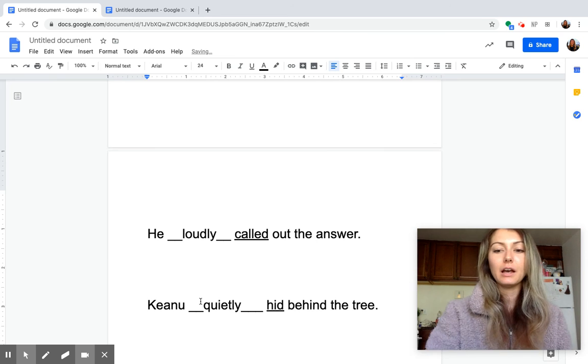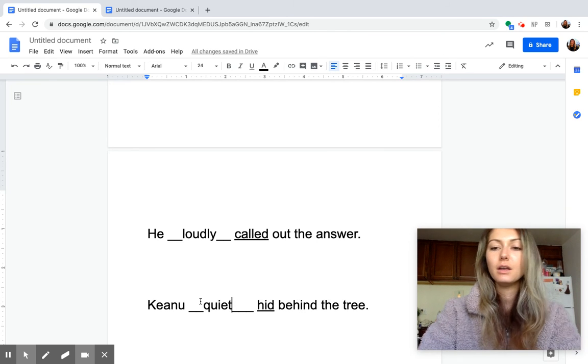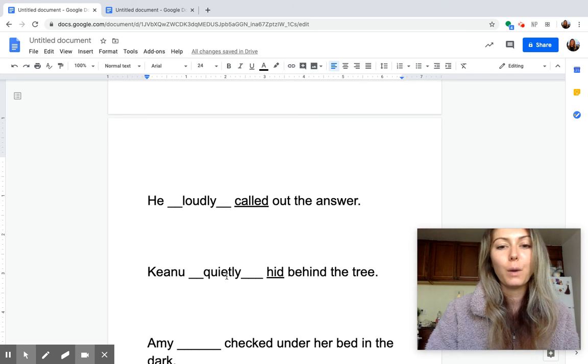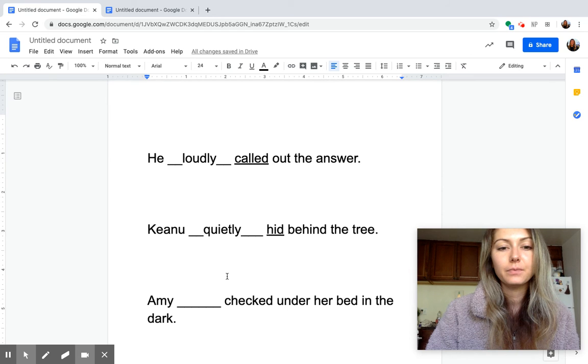Remember how important that ly ending is? If I didn't have that, Keanu quiet hid behind the tree is incorrect. We need that ly ending to make this an adverb. Keanu quietly hid behind the tree.